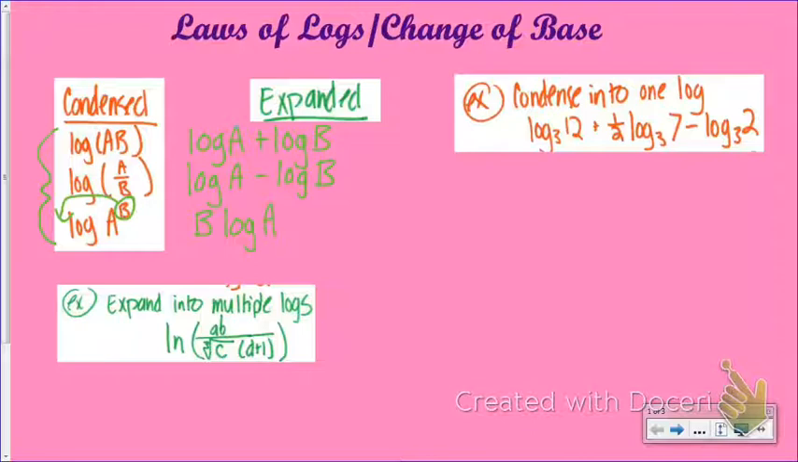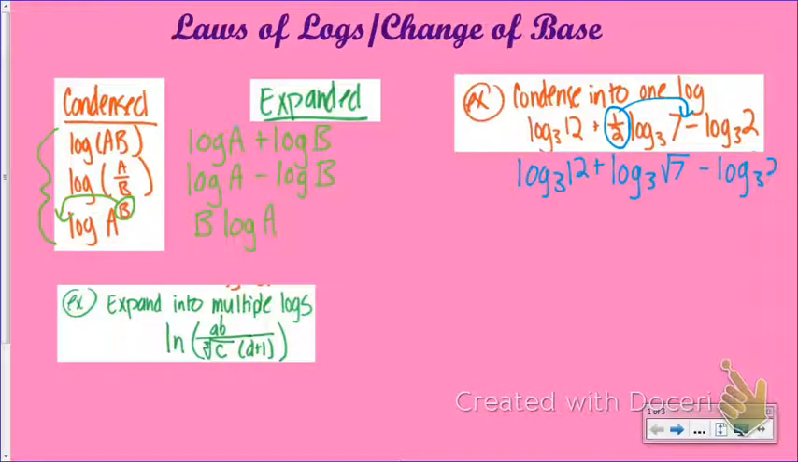I'm going to go ahead and take a couple steps just so you guys can see a little bit of the process here. The first thing I have is this 1/2 out in the front. The 1/2 in the front, if you look back at your rules, is the same thing as the exponent on the argument. So I can rewrite that term now as 7 to the 1/2 power. And another way we could write 7 to the 1/2 power is the square root of 7.